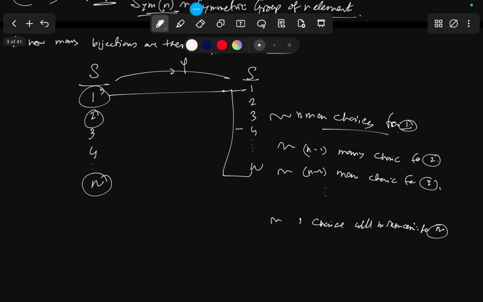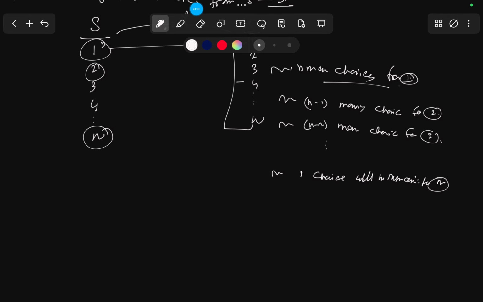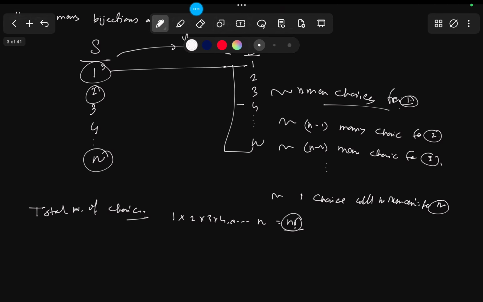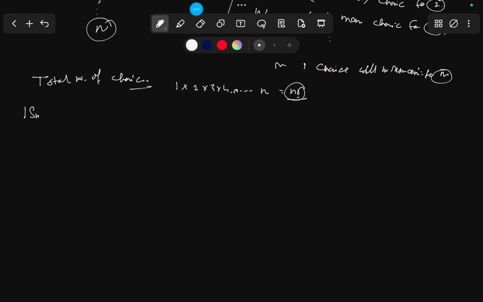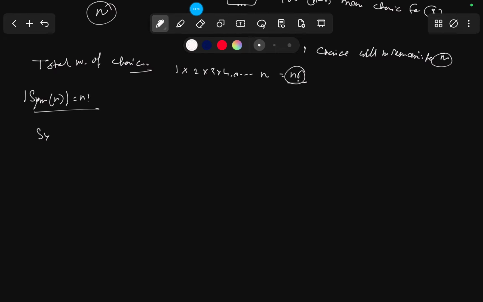So that means if we now consider all the counts together, the total number of choices is basically 1 times 2 times 3 times 4, and so on till up to n. So it is basically n factorial. So the cardinality of Sn, or S_n, is basically n factorial, right? So that's why the symmetric group with respect to composition is basically a finite group.